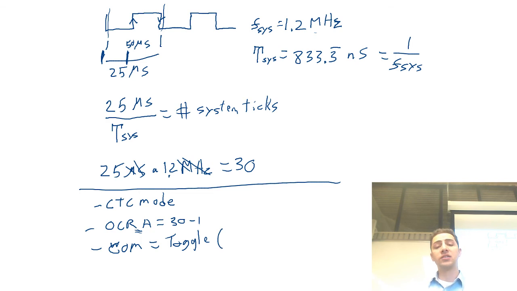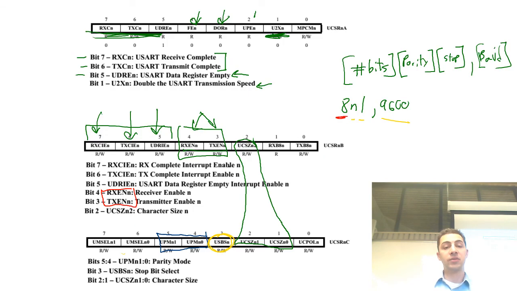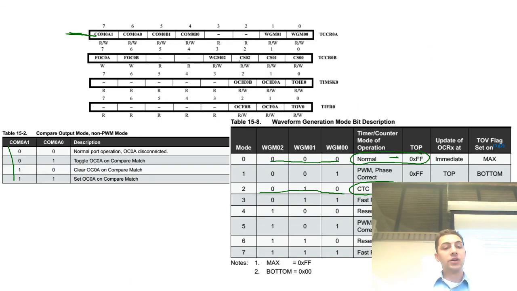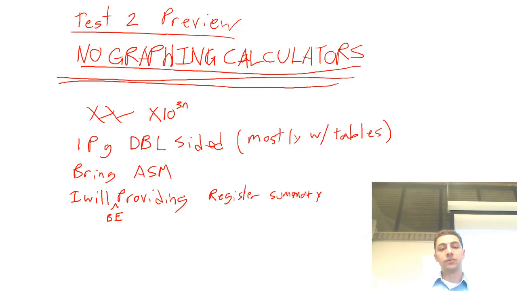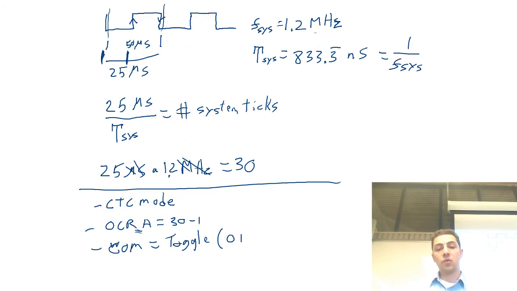I need to know that toggle, well, I can go back, right? Pretty sure it's 01, but let's not jump to any conclusions here. Toggle is 01. So now I know that this is going to be 01. CTC mode is, anybody off the top of your head know what CTC mode is? 010 is what I came up with too, so that's good enough for now. Okay, and 30 minus 1 is 29, so I'm pretty sure I'm good there. So that's a good example of what's going on, and I kind of attacked it in a couple of different ways.